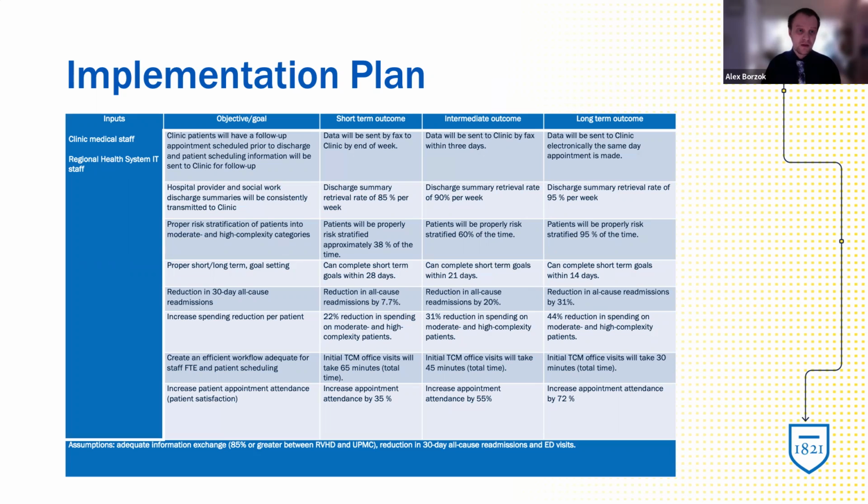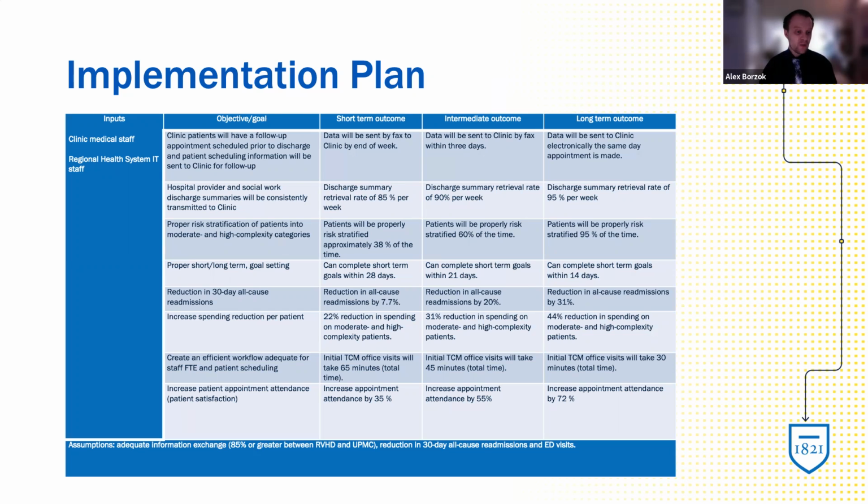So our outcomes were identified: follow-up appointments, discharge summaries and information transmitted consistently, proper risk stratification, goal setting, reduction in 30-day all-cause readmissions, spending and the cost-benefit areas of it, efficient workflow, increased patient attendance, and thereby increasing patient satisfaction with the services they received at the clinic. And all of the benchmarks for the different outcomes were based upon what was reported as feasible by the literature that was reviewed.